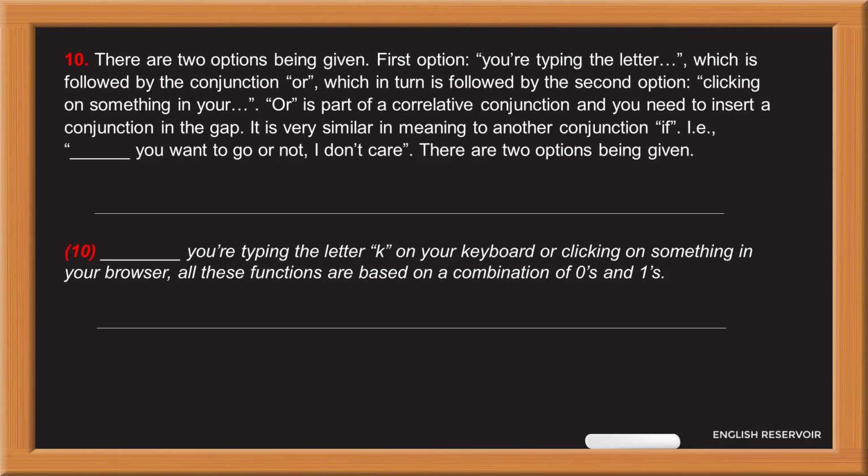You're typing the letter K on your keyboard or clicking on something in your browser. All these functions are based on a combination of zeros and ones.